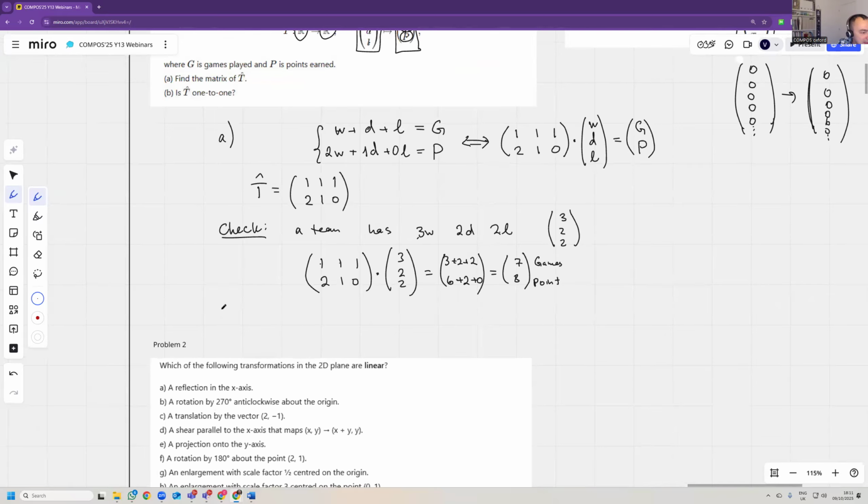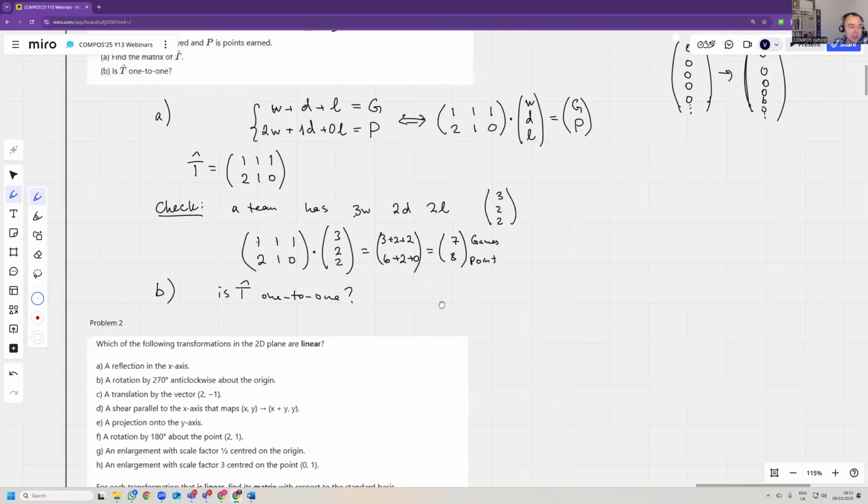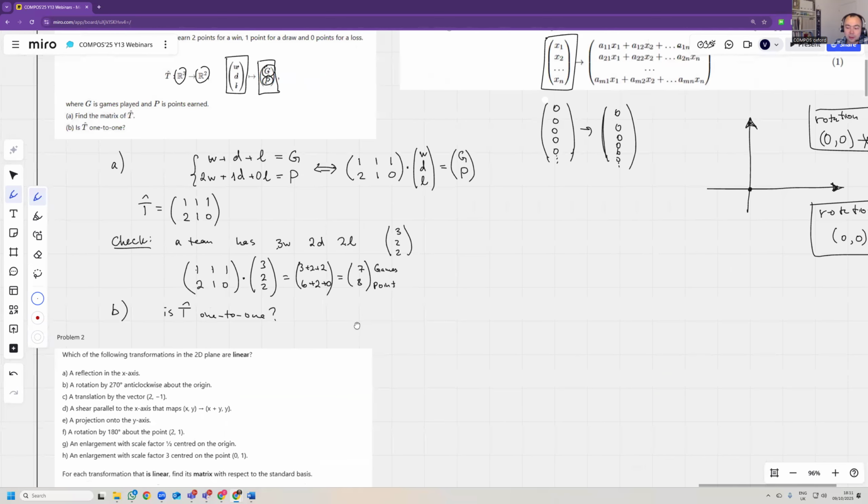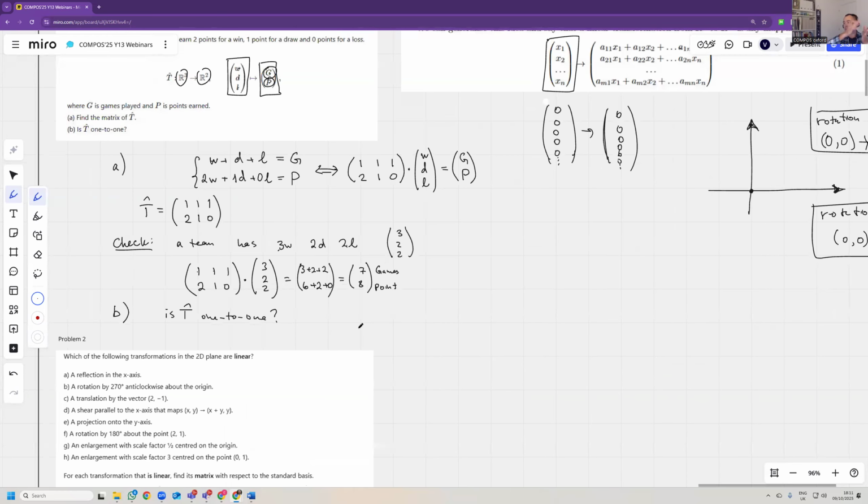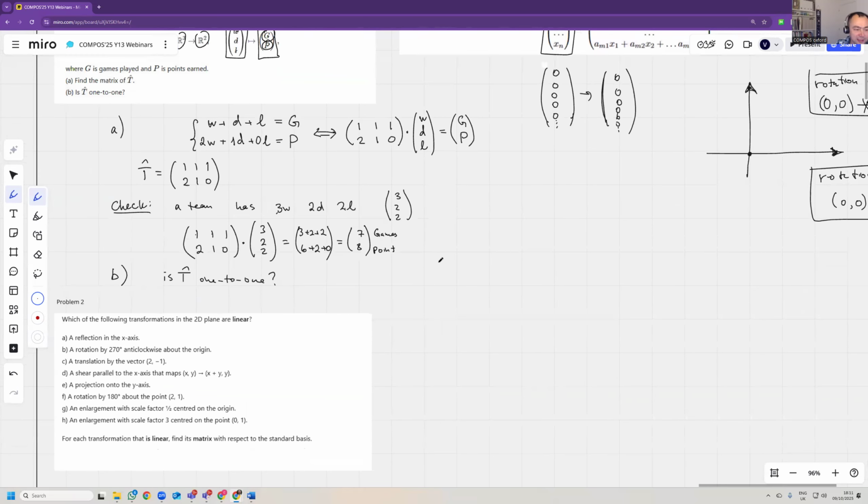So B, that's the more interesting question. Is T one-to-one? One-to-one, what does that mean? Well, it means that if one vector is mapped onto one vector, basically, could we have two different vectors creating the same image? Yes, so let's see. There's the trivial case.